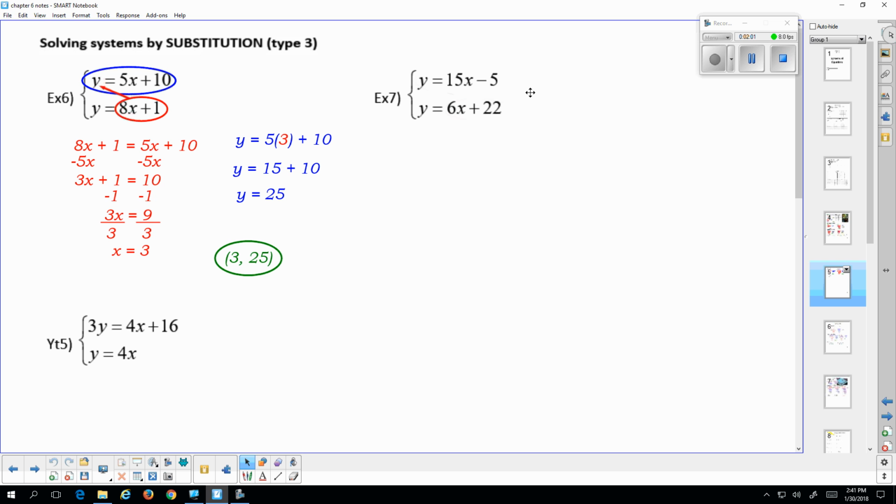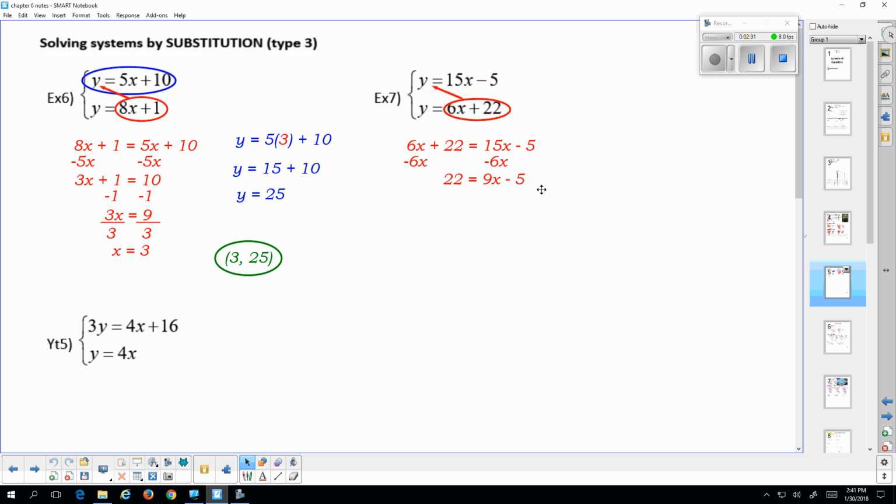Let's do example 7. Y equals 15x minus 5 and y equals 6x plus 22. So I'm going to take the second one, plug it into the first one. And what's my equation going to be now? 6x plus 22 equals 15x minus 5. What do I do now? Subtract 6x from both sides. These cancel. 15 minus 6 is 9.